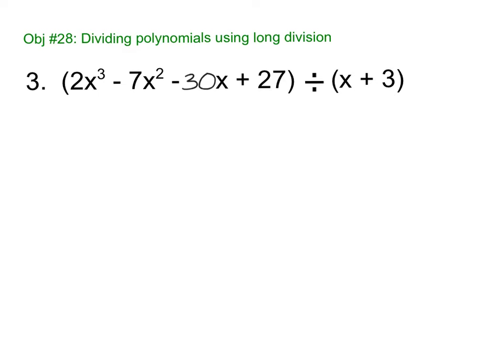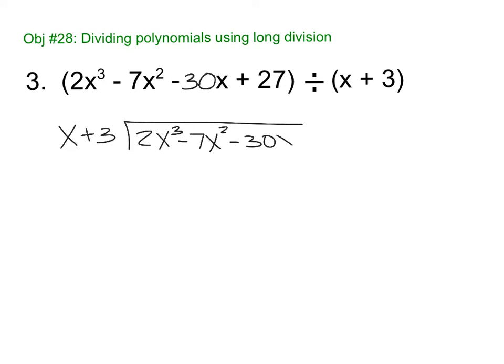All right, so we're going to do long division, and this process is exactly the same as when we do long division with regular numbers. So let's start by setting it up. So x plus 3 into 2x cubed minus 7x squared minus 30x plus 27. You'll notice I clearly made a mistake with this problem before, and that's why that minus 30, I had to write that in. All right, so our first step is to divide, right?